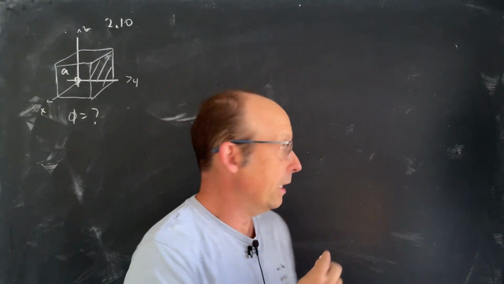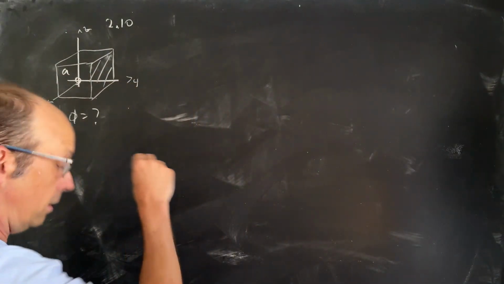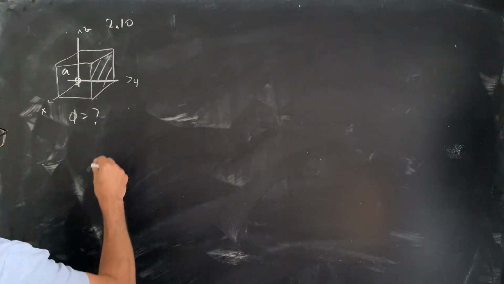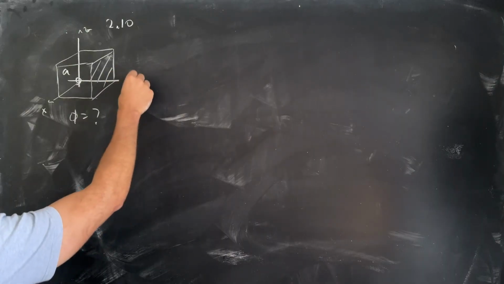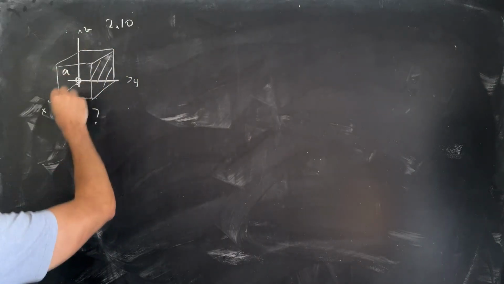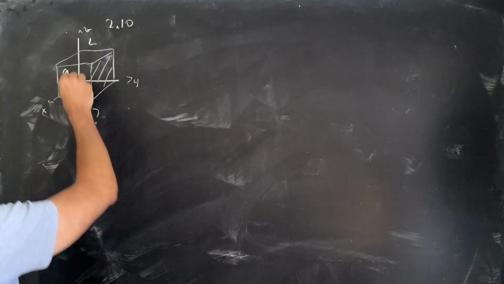So let's just say that this is, let's say this is in the y direction. So this is L by L by L, okay, and that's a charge Q.